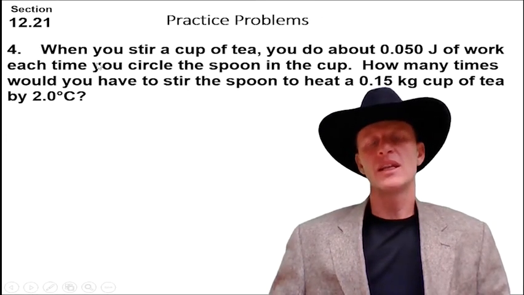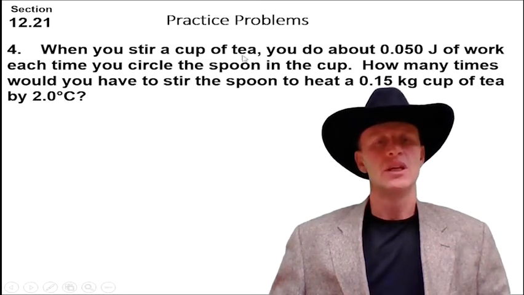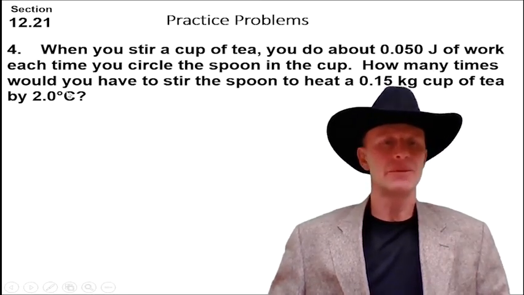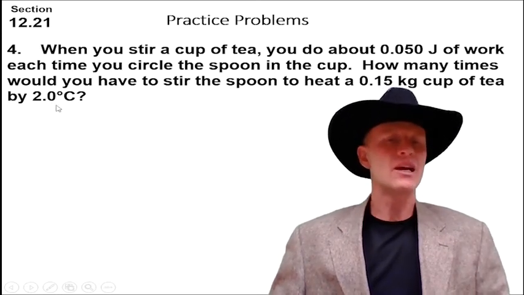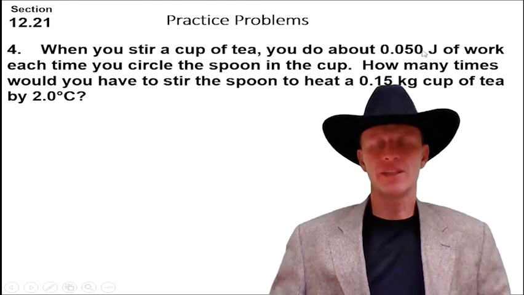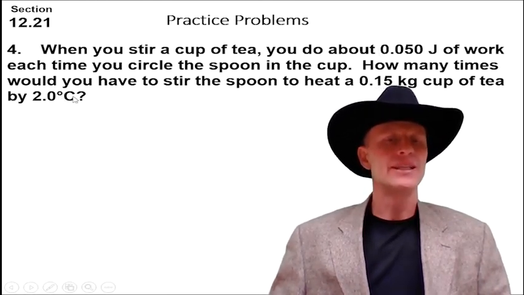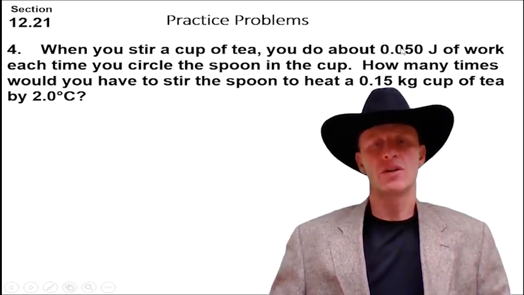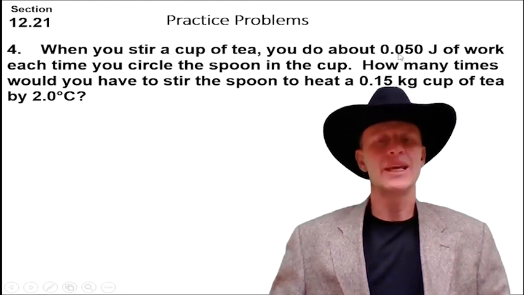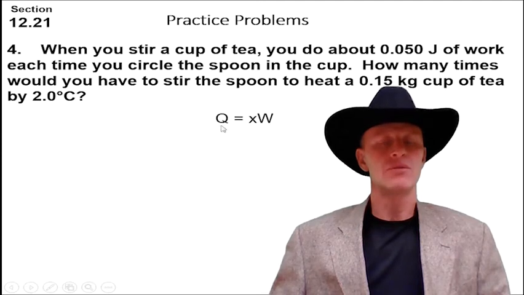Let's look at another one like that. When you stir a cup of tea, you do about this much work. Joules is given in this one, of work each time you circle the spoon. Well, how many times would you have to circle the spoon to increase the temperature of the tea by 2 Kelvin or 2 degrees C? We already see work in this one, and we see a degree symbol. So that tells us work is equal to Q. Well, which one? How many times? How many works equal Q? So it's going to be X times this number. X times work equals Q.